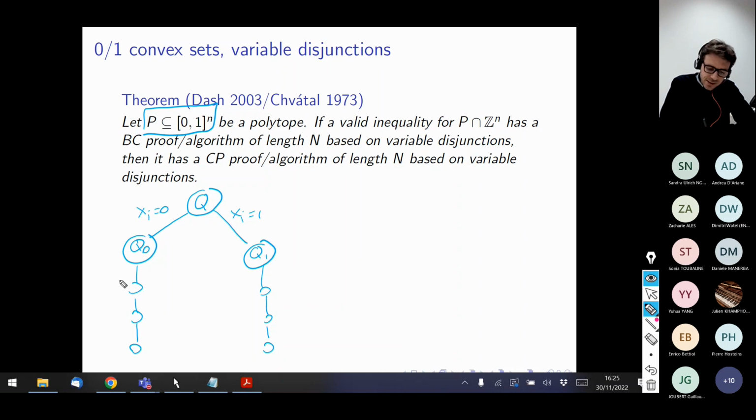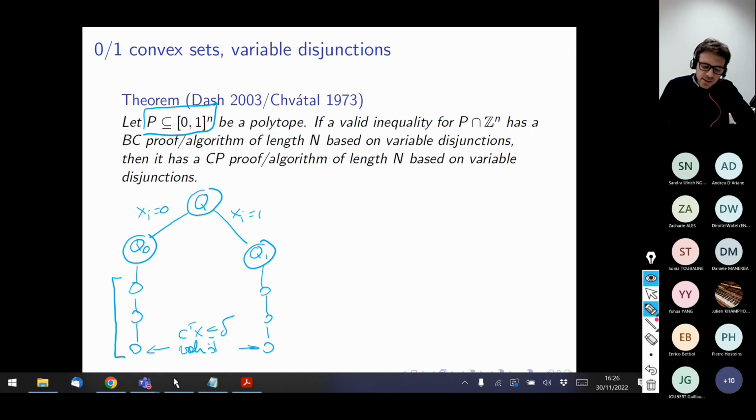Now, if you look at this sequence of nodes, these are cuts, split cuts based on variable disjunction. And these give a cutting plane proof. So if you look at these two leaves, you know that the inequality C transpose x less than or equal to delta, which is the inequality I want to prove, is valid for them, just because we have a branch and cut proof which terminates with these leaves.